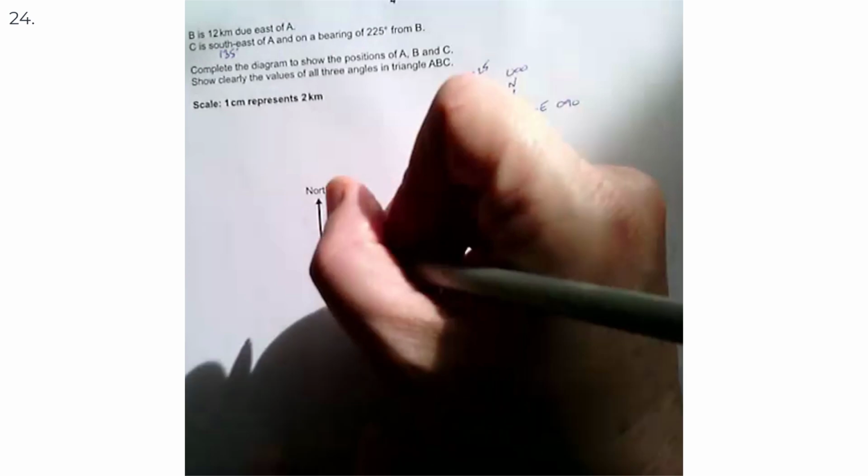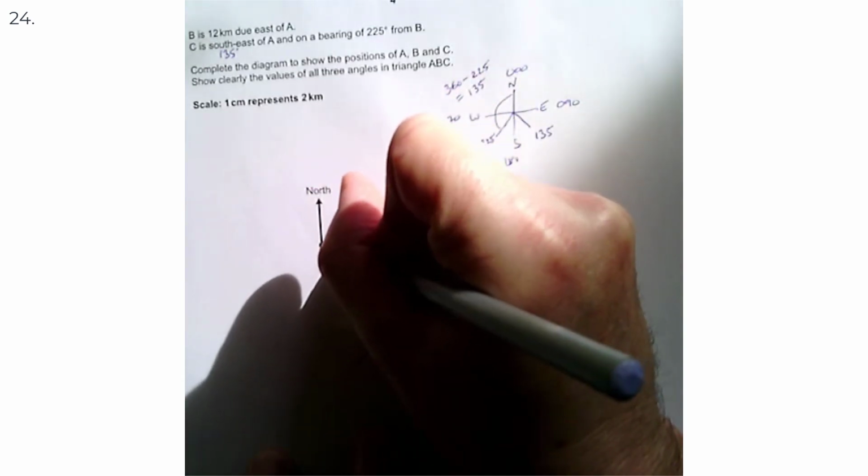Because I know AB is directly east, which is 90 degrees, and AC is on a bearing of, what was it? It was 135, so the difference between the two of them is just going to be 45 degrees. Okay? Similarly, if I think about that angle there, it's going to be the difference between 270 and 225, so that's also 45.